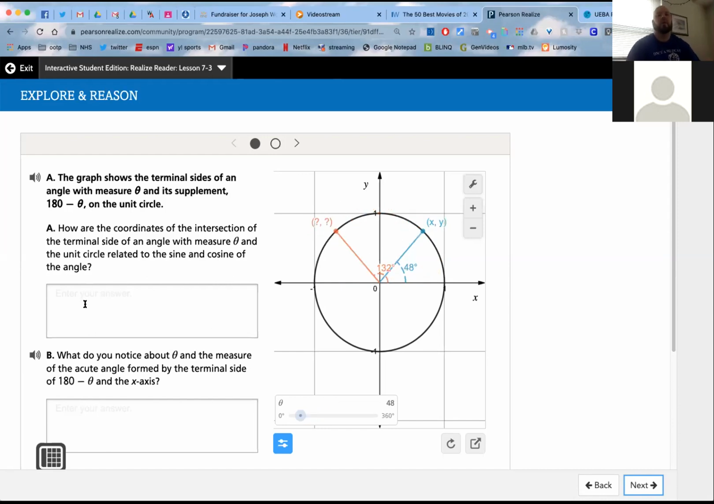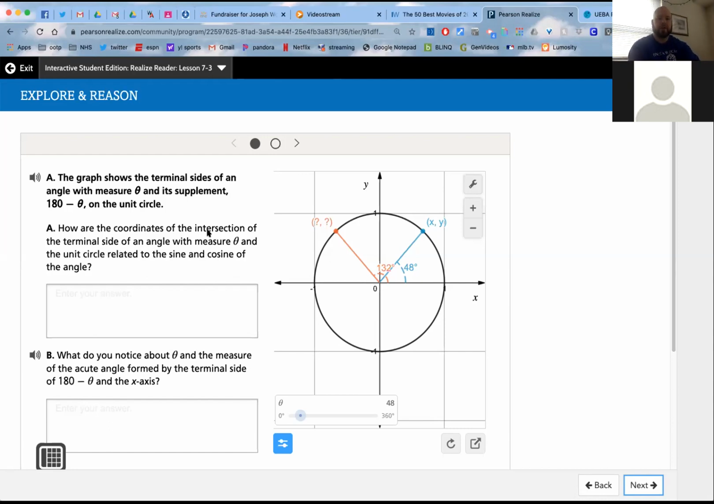So part A says, how are the coordinates of the intersection of the terminal side of an angle with measure theta and the unit circle related to the sine and cosine of the angle? So there's a whole lot in that statement. So we're going to try to break down the statement so we can really understand what it means before we try to answer it. So it says, how are the coordinates? So you guys know coordinates, x, y coordinates. You can even see on the picture here that they have x, y in blue, and they have a question mark for the supplemental angle. So we understand what coordinates are.